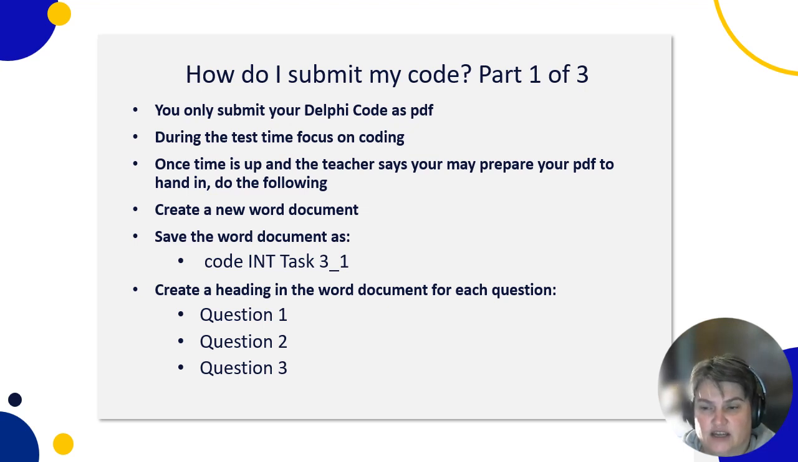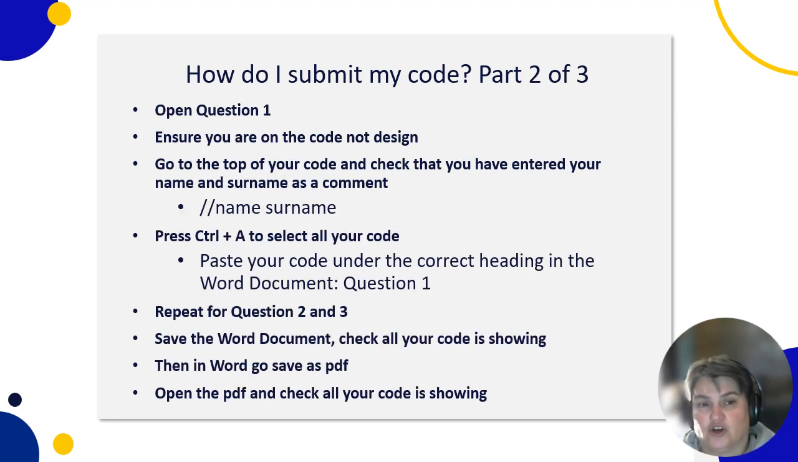All right. So if you know how to print to PDF successfully, then you can do that. If you don't, then just create a new Word document, save that new Word document as code, int, and the task number. And then inside the Word document, create headings: question 1, question 2, question 3, however many questions you have, right? And then you simply copy and paste your code. So you go to question 1 in Delphi, select all your code, you copy it, you go to your Word document, you paste it, and you repeat that for question 2, 3, however many questions you have.